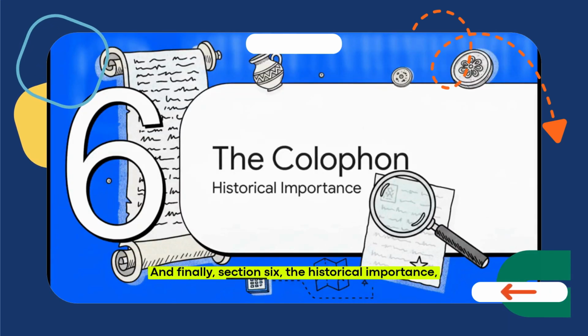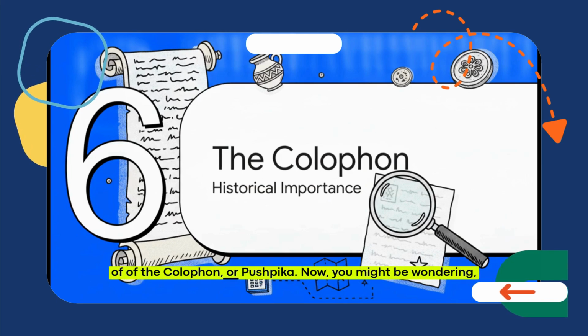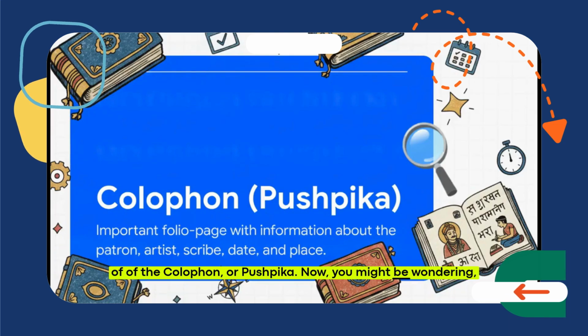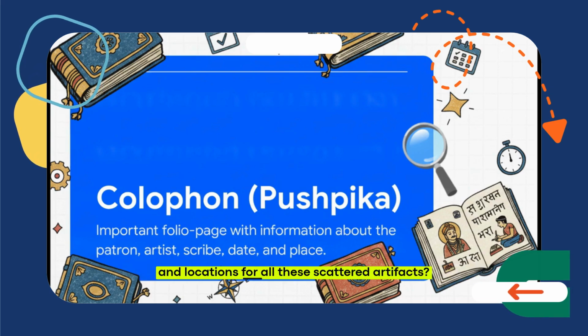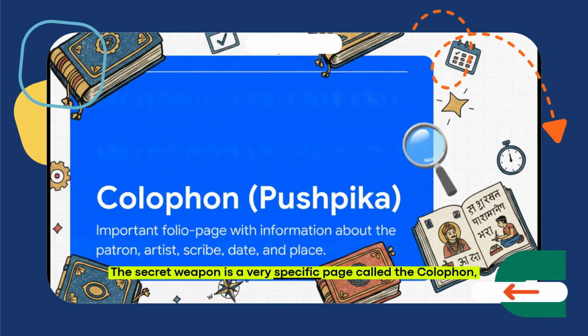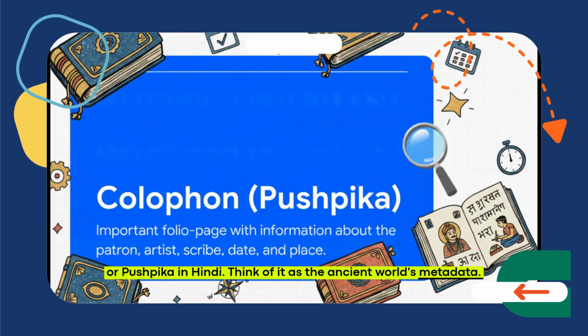And finally, Section 6, the historical importance of the colophon or pushpika. Now you might be wondering, how on earth do modern historians actually know the exact dates, patrons, and locations for all these scattered artifacts? The secret weapon is a very specific page called the colophon, or pushpika in Hindi. Think of it as the ancient world's metadata.